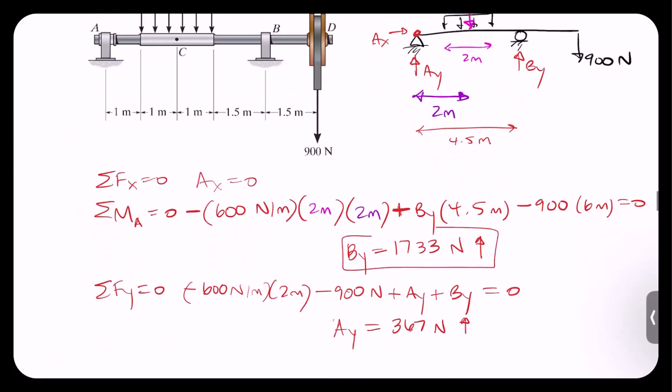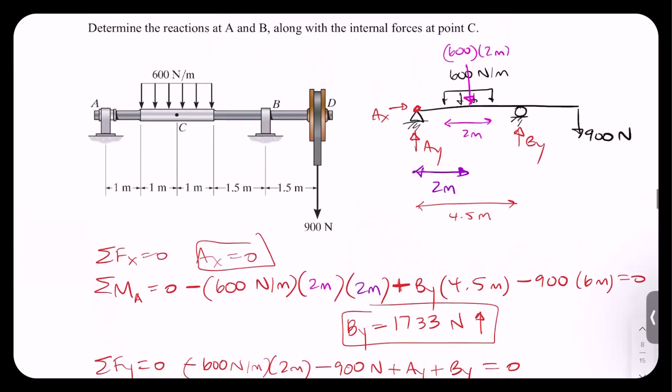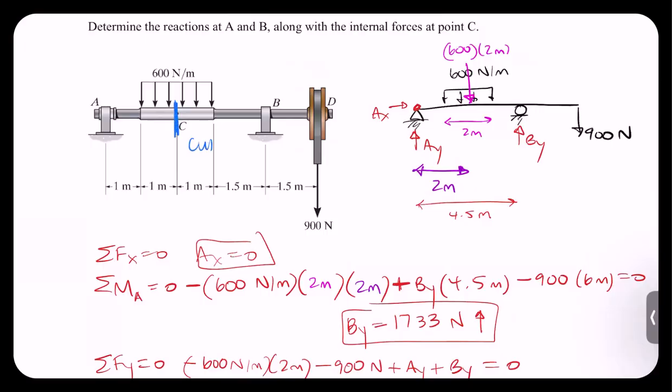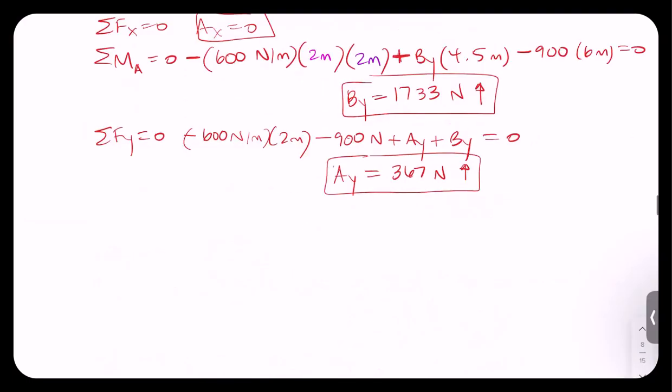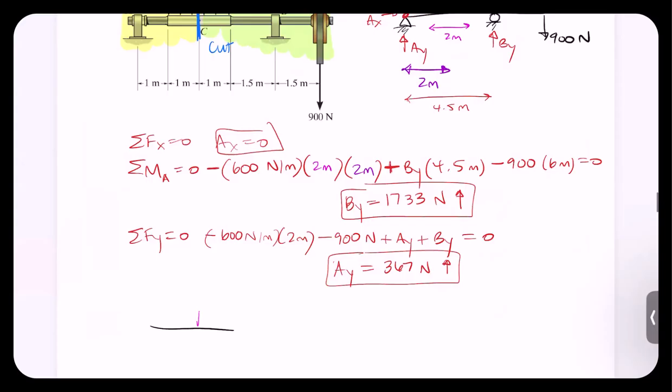So we've gotten AX, BY, AY, and then we just need internal forces at point C, so we are going to cut. Again, I could draw everything to the left, or I could draw everything to the right, up to you. I am going to draw the yellow. I'm going to draw this. I'm going to see part of the 600. I'm going to see the 367 that I found. And when I cut, I release shear at C, axial at C, and moment at C.